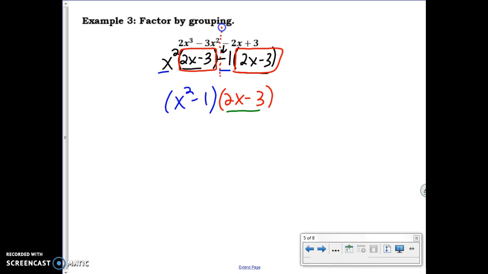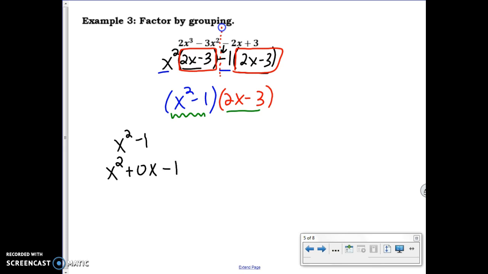The only thing to take a look at is this other one, this x squared minus 1. That can actually be factored more. That's called the difference of squares, which if you have not learned already, you will be learning very, very soon. So let's take a look at this really quick. x squared minus 1. I could rewrite this as x squared plus 0x minus 1.